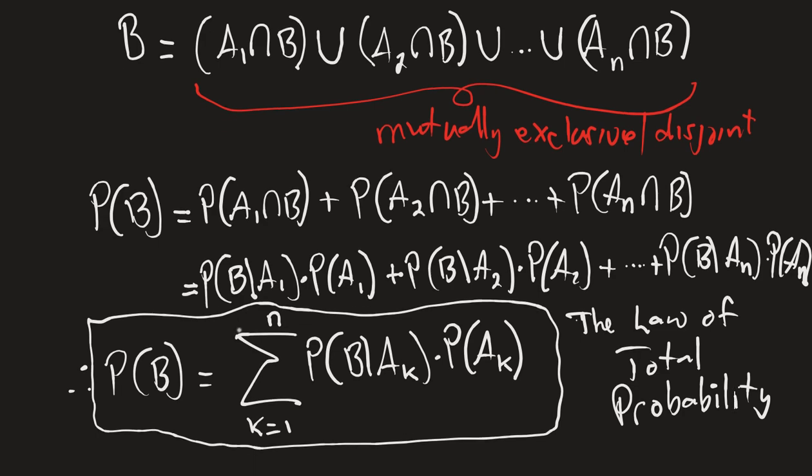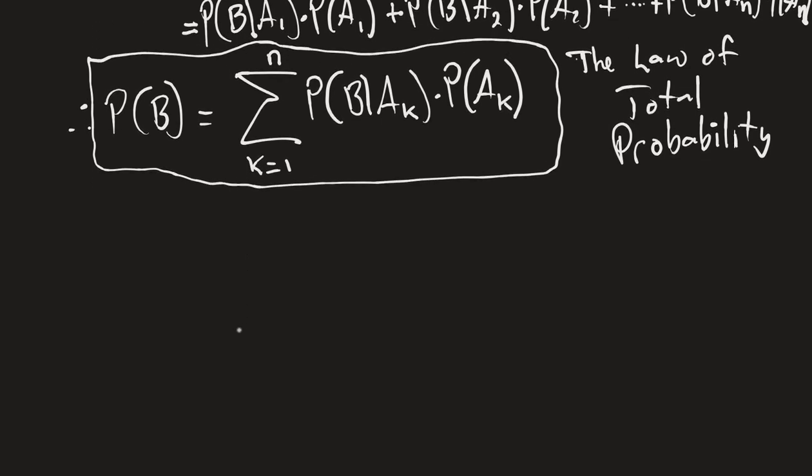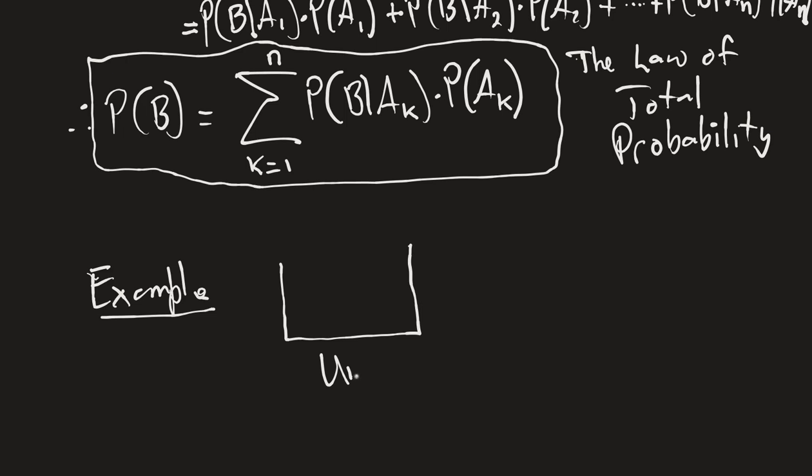And what I'm going to do is write up a quick example talking about urns, right? So here's an example, and I'll try not to make it too wordy. So let's say we have two urns. Say urn 1 and urn 2.